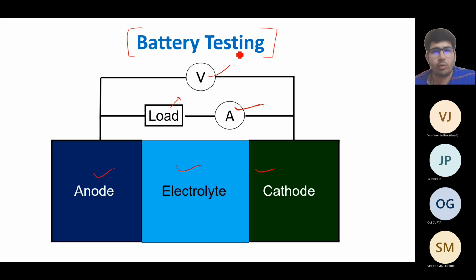So using voltmeter and ampere meter, we can test the battery: what is the charging or discharge cycle, what is the continuous voltage it can produce, what is the maximum current, minimum current, what is the open circuit voltage. Like that we can completely test the batteries.